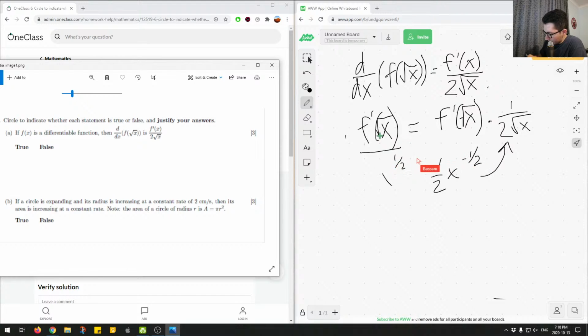And then we can see here that the numerator should not have been f prime of x, but it should have been f prime of the square root of x, because usually when you're taking the derivative of a function within a function, what you should be doing is the derivative of the outside function divided by the derivative of the inside function. And that's another way of thinking about why this statement is false. So part A we know is false.